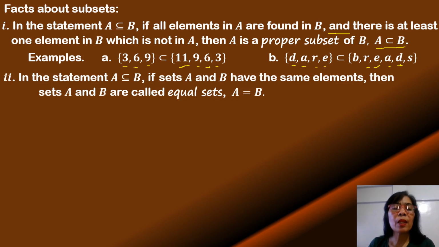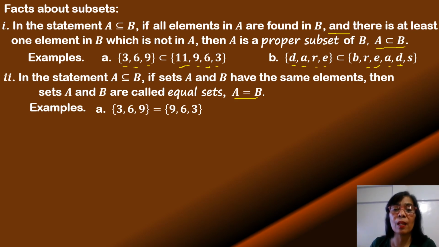In the statement, A is a subset of B. If sets A and B have the same elements, meaning all the elements in A are elements in B and all elements in B are also elements in A, then we call sets A and B equal sets. We use the symbol A = B. Example, we have here a set containing the elements 3, 6, and 9 is equal to a set whose elements are 9, 6, and 3.